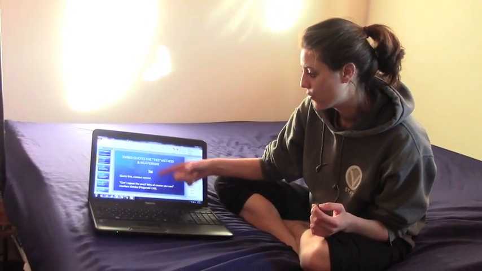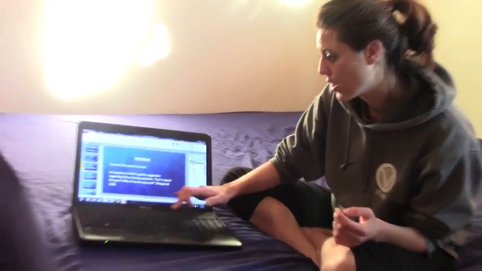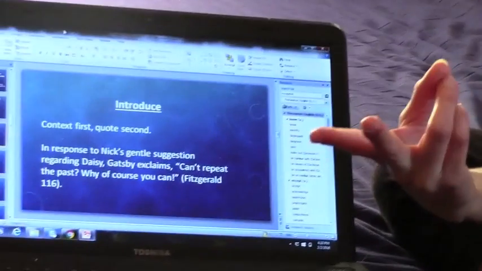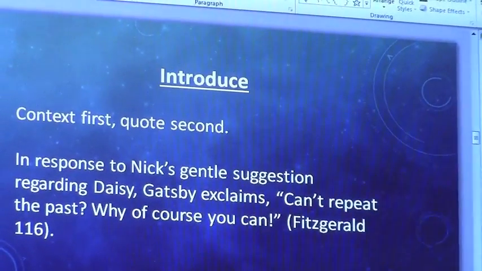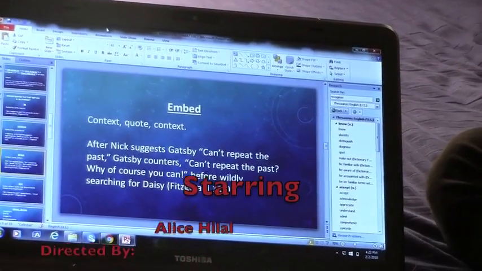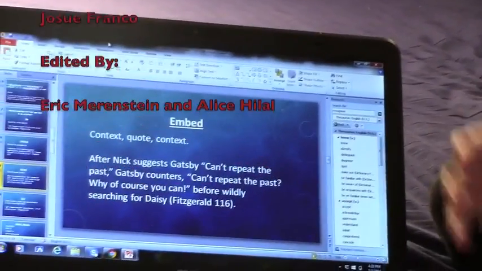So tag is the first method. Then you've got introduce, which is context first and quote second. Essentially, it's just the opposite of tag. Again, this is their example, and I go over that with them. Embed would be the E, and that's context, quote, context. So the quote is essentially sandwiched between the context.